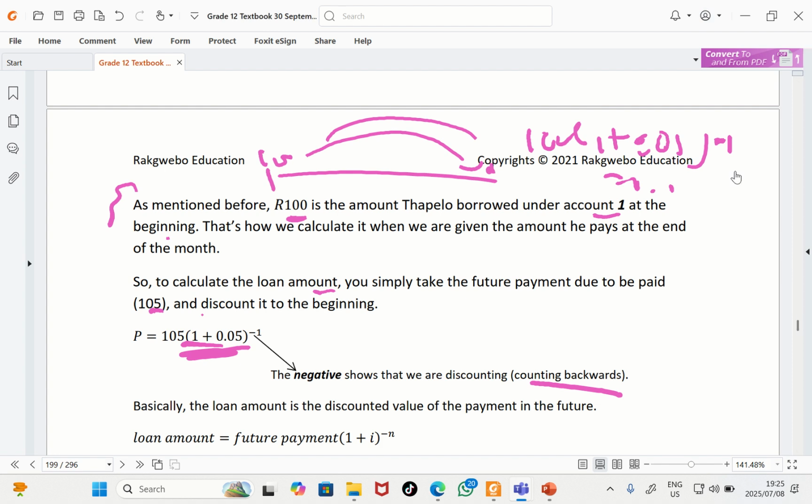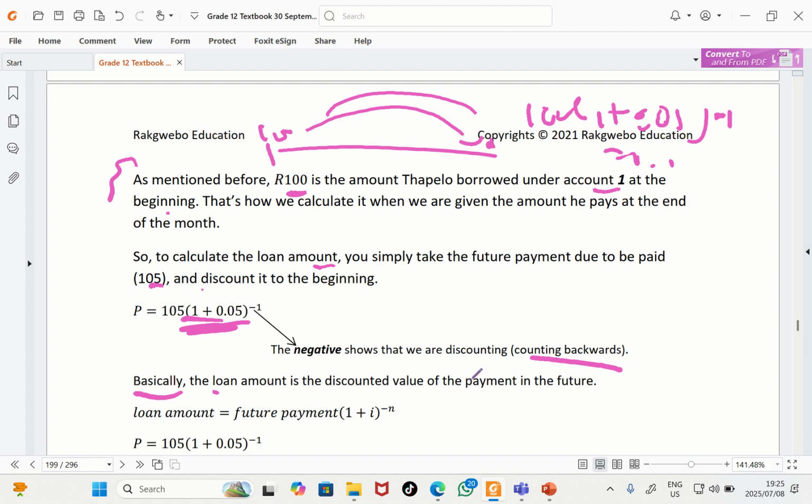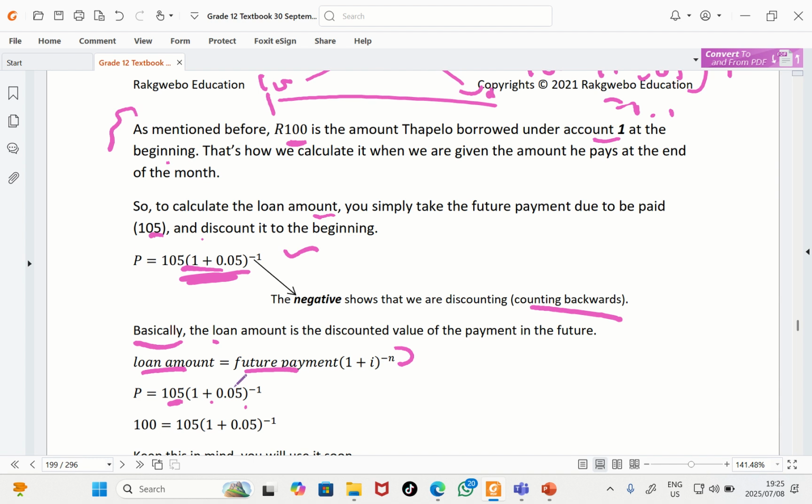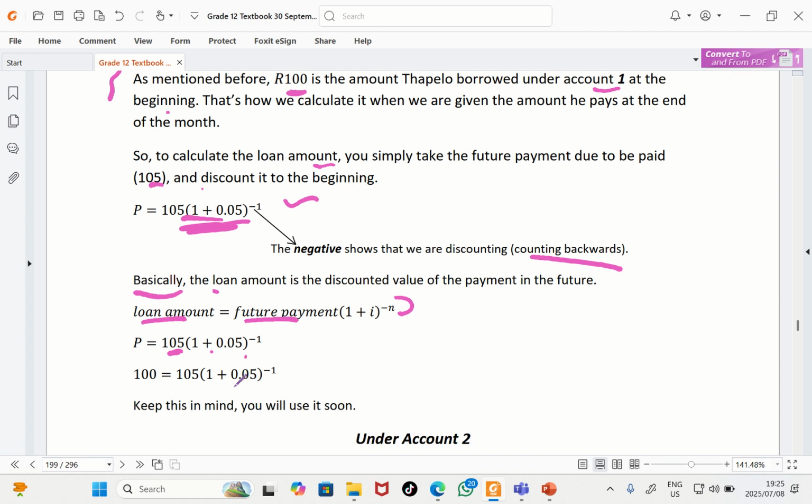Okay, fair. So then I said basically the loan amount is the discounted value of the payment in the future. So that's how you should always look at it. Then I just derived the formula. The loan amount is equal to the future payment times 1 plus i to the power minus n, which is literally that. In our situation, we put 105, 1 plus 0.05, and then how many periods? 1. Easy peasy lemon squeezy.